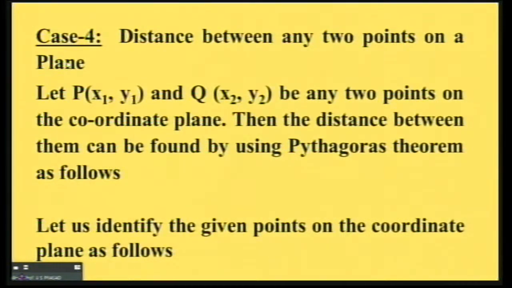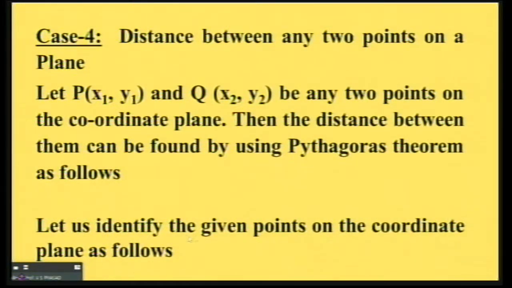Now we are going to see case 4. Here, if P and Q are any two points on a given plane, then we need to find the distance between them. Let me denote the coordinates of the first point as (x1, y1) and the second point Q as (x2, y2). We took any two points in the coordinate plane. Then the distance between them can be found by using the Pythagoras theorem again as follows. This is the derivation of the result we call the distance formula.